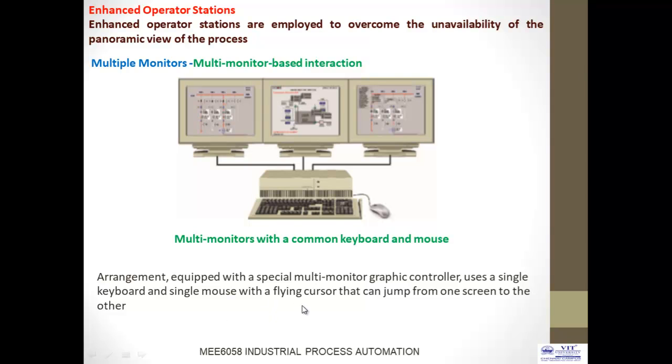Okay, with the flying cursor. In a single mouse, the flying cursor. The single operator controls and modifies this process. Okay. Let's see how the system is going on advantage. Instead of three mouses and 3 monitors, a single mouse and single keyboard, the entire process is going to be monitored and controlled.